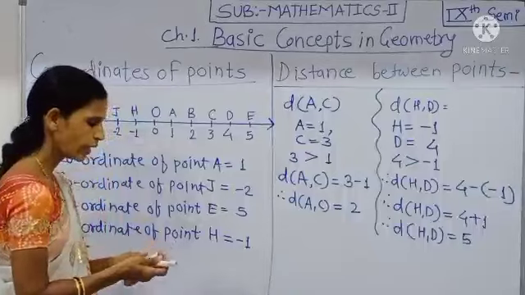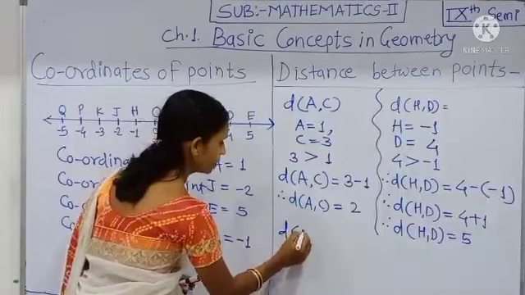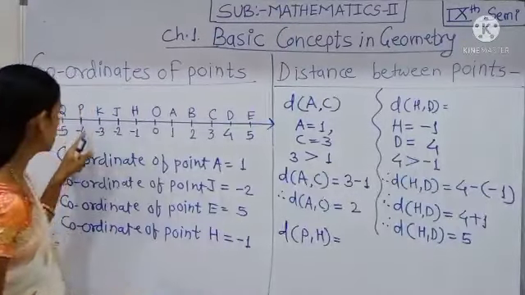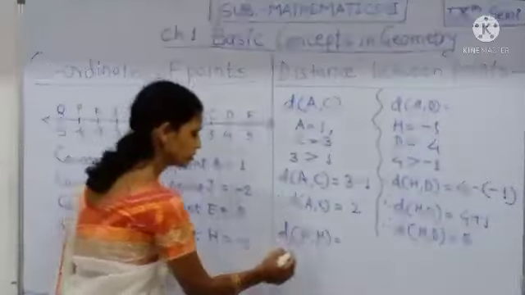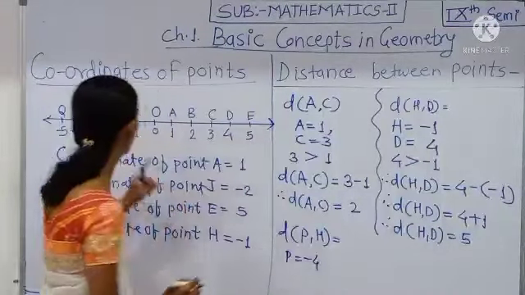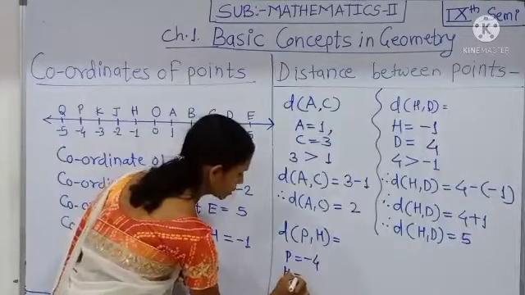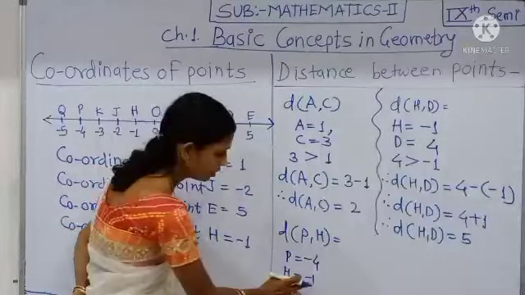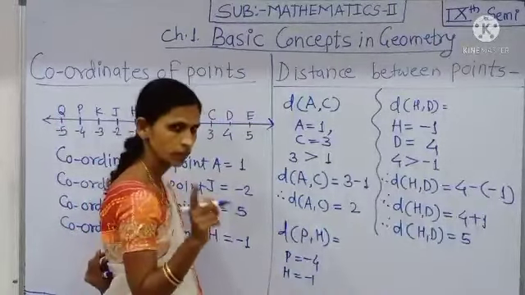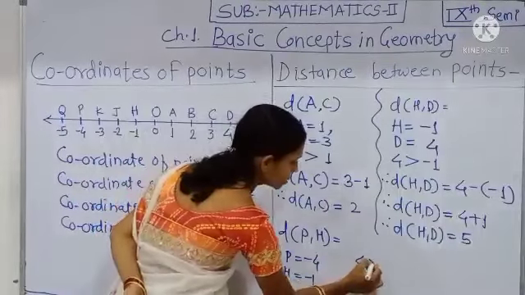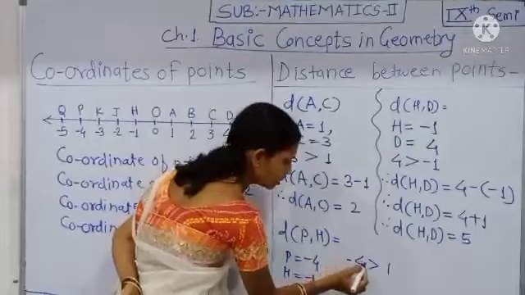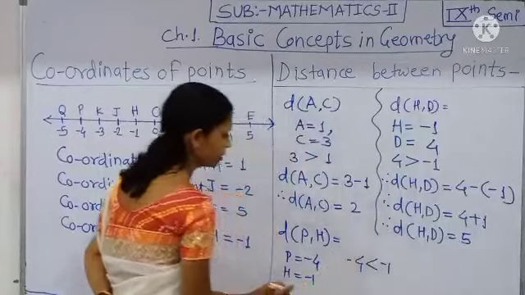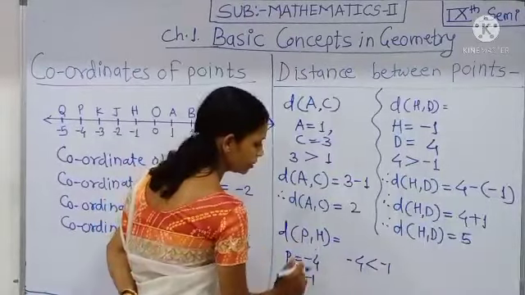One more example, the distance between P and H. The coordinate of P is -4 and the coordinate of H is -1, and between -4 and -1, -1 is bigger. See here, 4 is greater than 1, but when we change the signs of both, then -4 is less than -1. That means -1 is greater than -4.